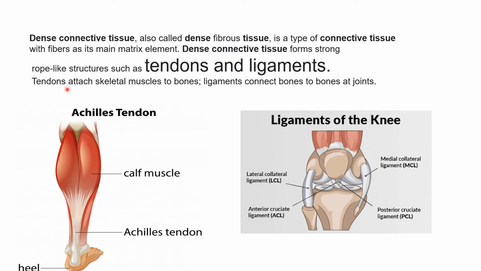Now, what are tendons? Tendons attach skeletal muscle to the bone. As you can see over here, this is the muscle and this is the bone, and this is the Achilles tendon which joins the muscle to the bone. And what are ligaments? Ligaments connect bone to bone at the joint. These are the ligaments which connect. This is the bone, and bones are connected to each other through ligaments.